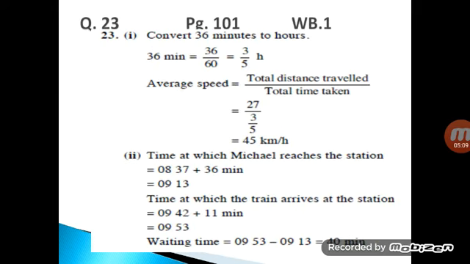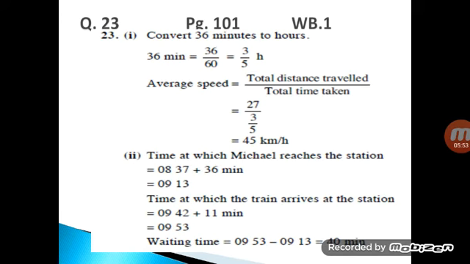A further question is solved to enhance the concept, from workbook 1, question number 23. Open up your workbook to have a better understanding of the question. The question is: Michael leaves his house at 8:37 and travels by motorcycle to the railway station, which is 27 km from his house. Part a: if he arrives at the station 36 minutes later, find the average speed at which he travels in kilometers per hour. Kilometer is given as 27 km, while the time is given in minutes.